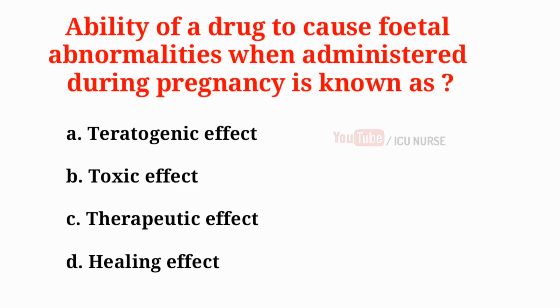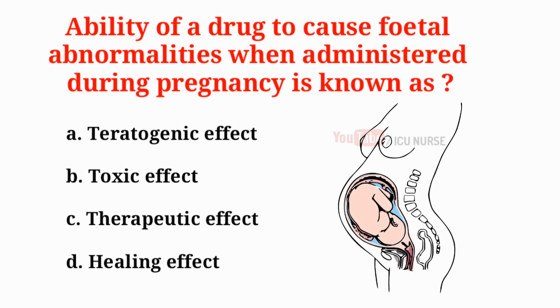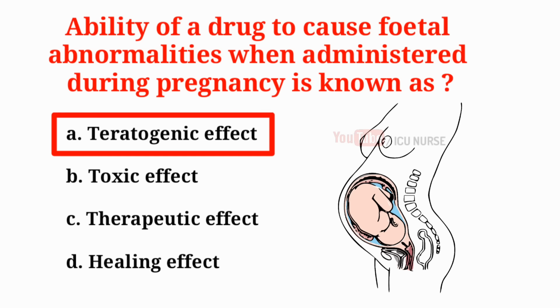Ability of a drug to cause fetal abnormalities when administered during pregnancy is known as A. Teratogenic effect, B. Toxic effect, C. Therapeutic effect, D. Healing effect. And the correct answer is A. Teratogenic effect.